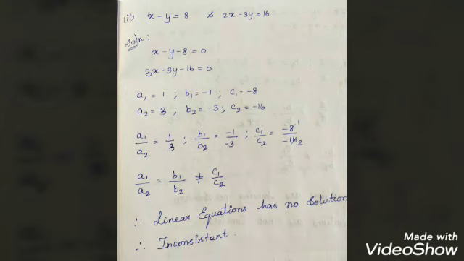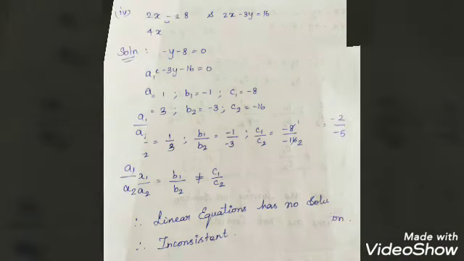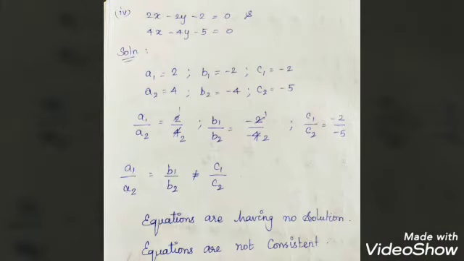Right. Our second subdivision, x minus y equal to 8 and 3x minus 3y equal to 16. So find out the a1 and a2, b1, b2, c1, c2. a1 equal to 1, b1 equal to minus 1, c1 equal to minus 8, a2 equal to 3, b2 equal to minus 3 and c2 equal to minus 16. Then find out the ratio, a1 by a2 is equal to 1 by 3, b1 by b2 is equal to minus 1 by 3, c1 by c2 is equal to minus 1 by 2. So linear equations has no solution. So no solution means it is not consistent.